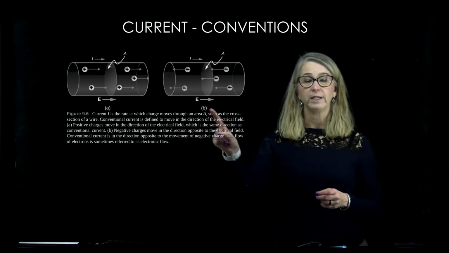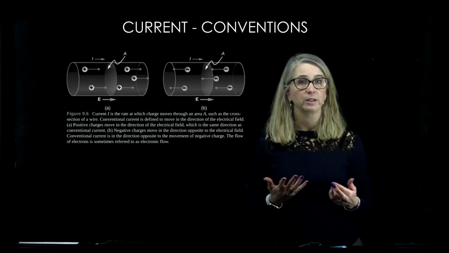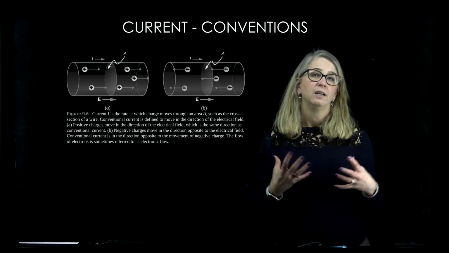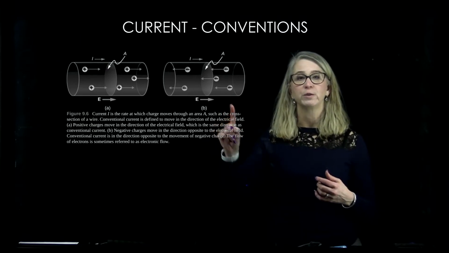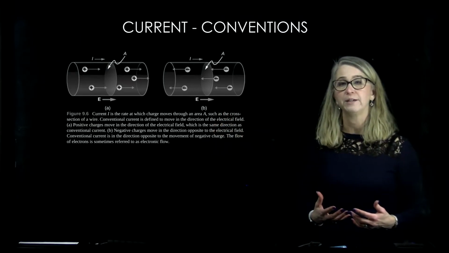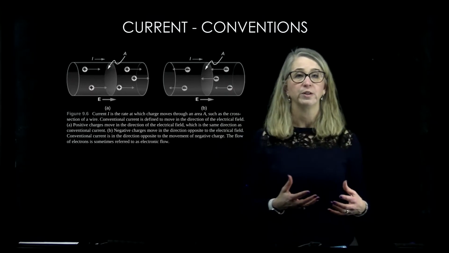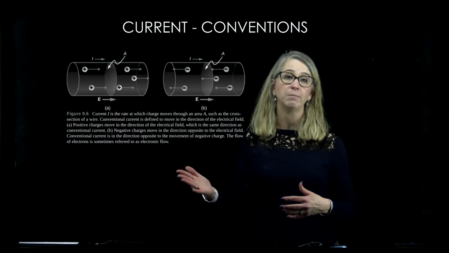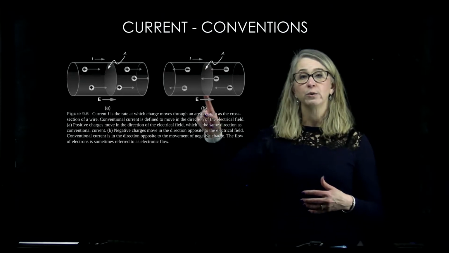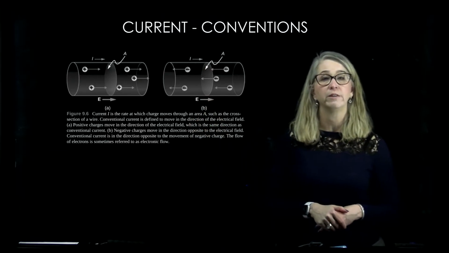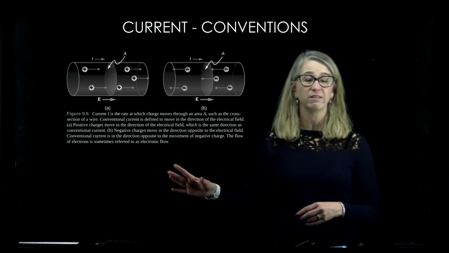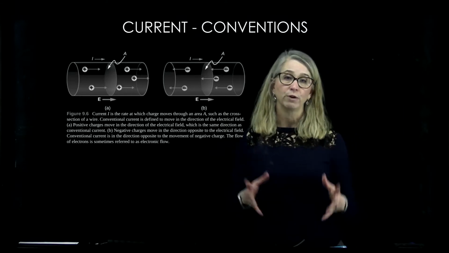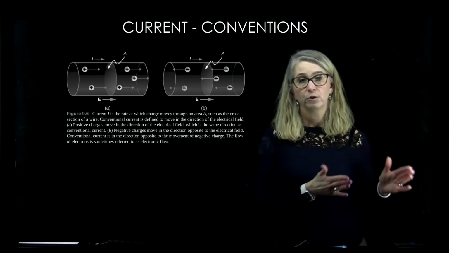The second picture right here shows a more realistic picture of what's going on. You can see the negative charges: because the electric field is directed to the right, the force on the charges is Q times E, but Q is negative, so the force ends up being in the opposite direction from the electric field. So in this picture, the negative charges are actually moving to the left while the electric field is directed to the right. But the direction of the current still remains to the right.